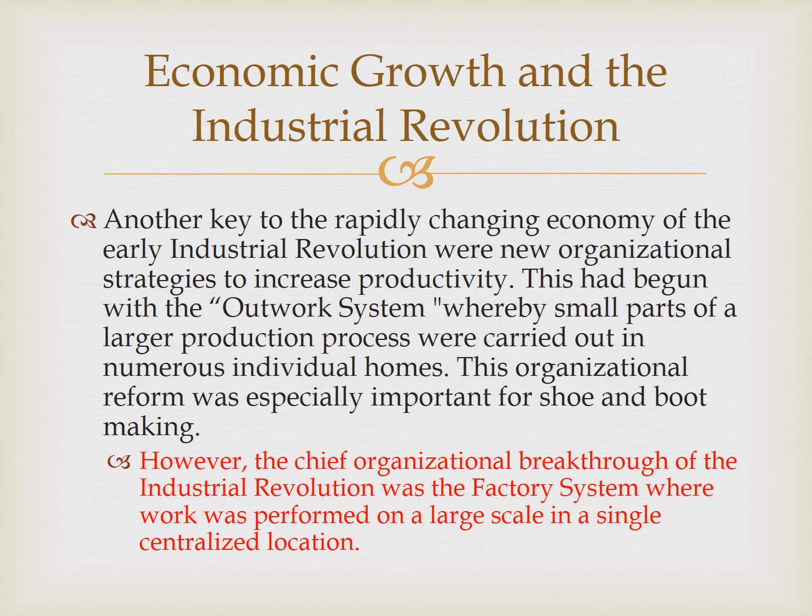Okay, so in addition to, say, mills and what will eventually become the factory system, and we'll talk more about that, another key to the rapidly changing economy of the early Industrial Revolution were new organizational strategies. And the reason for that is because in an industrial revolution, you're looking for efficiency. You're looking for increased productivity. That's the whole point of a machine. The machine can be more productive than, say, a human being, right?